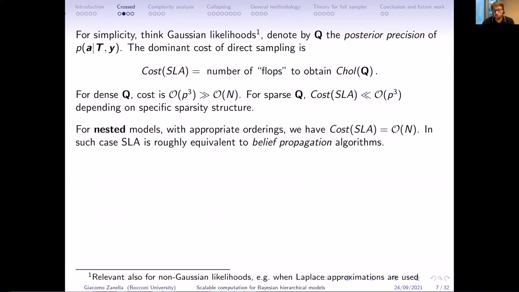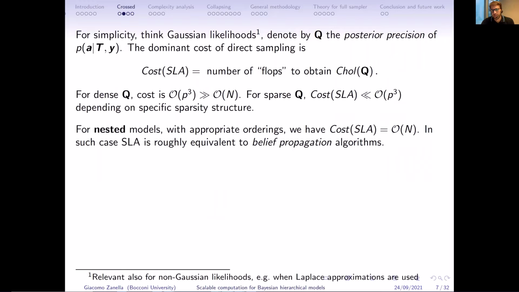And the reason is that you need, for example, to invert or factorize the matrix. So say that the cost of sparse linear algebra, SLA, is defined by the number of flops that you need to compute the Cholesky of Q. Obviously, if Q was dense, as we all know, the cost would be cubic in the number of parameters, which is typically much larger than n. It may be quadratic or cubic in n, depending on the sparsity level.